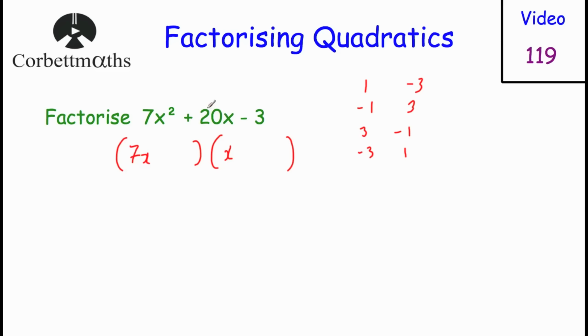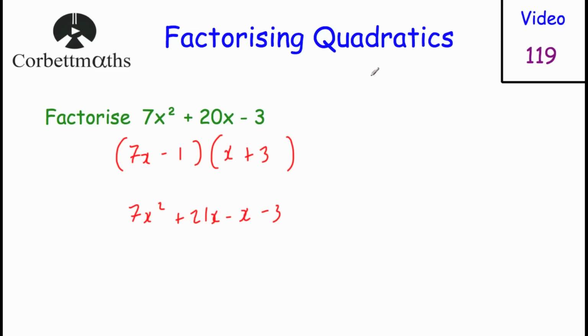Now straight away I know that if I want 20x, it would be really great, a positive 20x. If I put my plus 3 here, I would have 7x times 3, which is 21. Then if I had a minus 1 here, I would then have x times minus 1, well, that'll bring me down to 20x. So that would be it. So my answer would be 7x minus 1 and x plus 3.